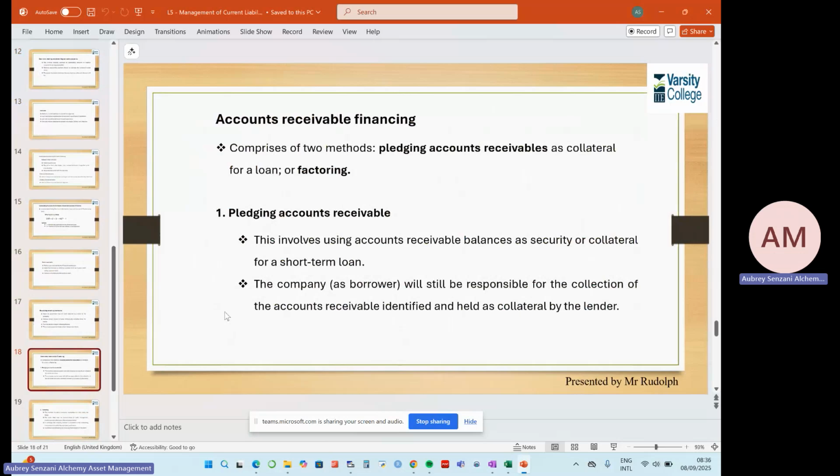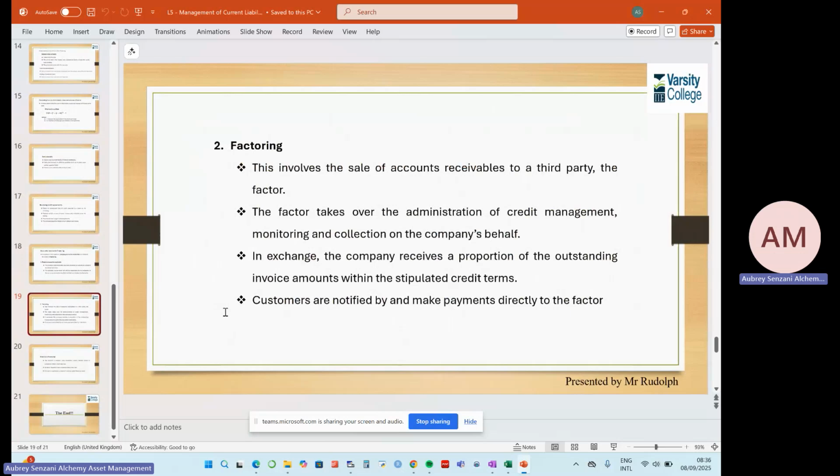Here you are actually taking out a regular loan. You are just using your debtors as collateral to say, should I fail to pay you, you can come after my debtors and collect whatever the debtors owe to the business. That is what we mean by pledging accounts receivable. You are still going to be collecting whatever is due from your debtors, assuming that you obviously haven't defaulted.